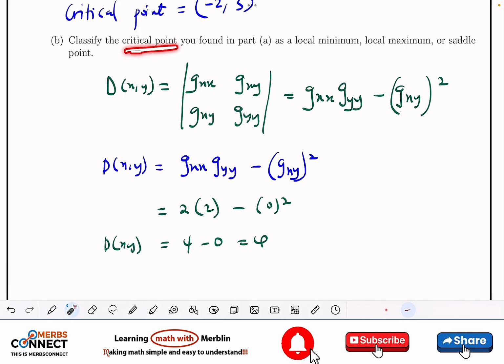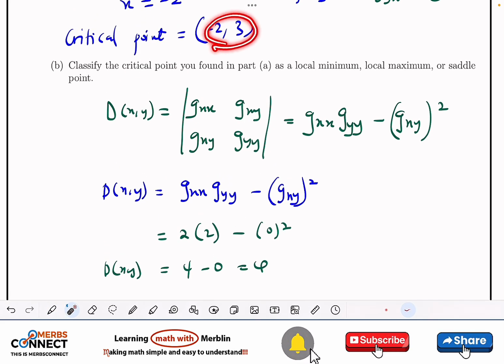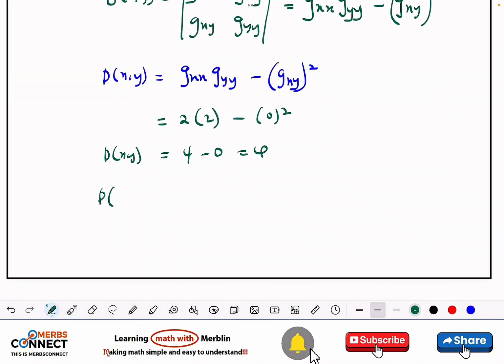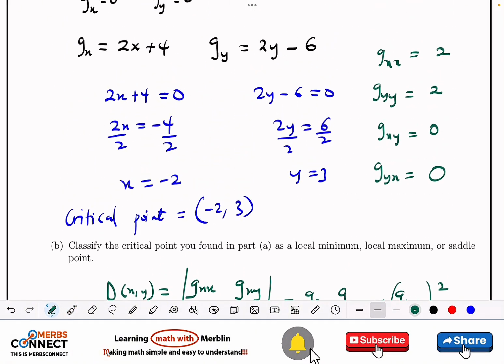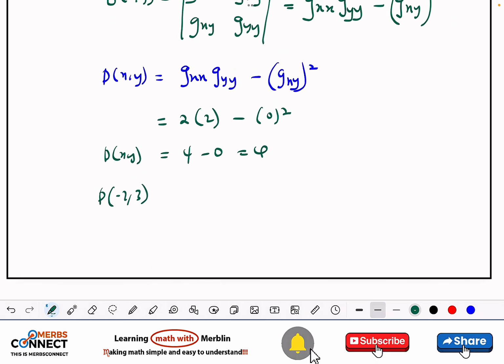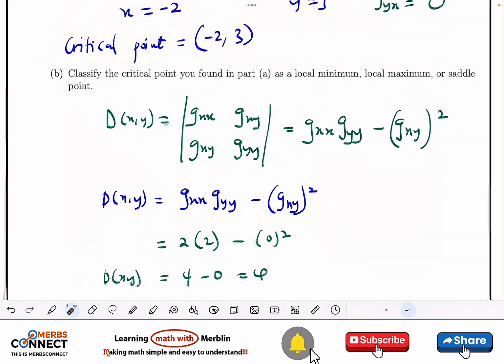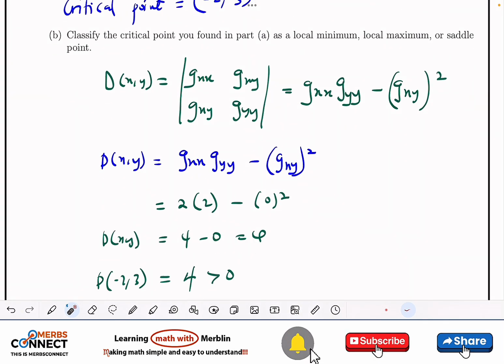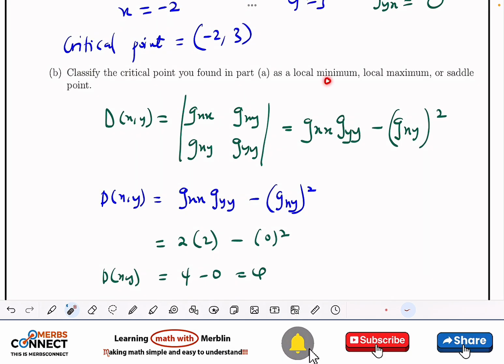Now we are checking it at the critical point, so we need to plug in the critical point. The critical point is (-2, 3), right? Since this is equal to 4 and does not depend on x, when we plug in the critical point, we are still going to get 4. And guess what is happening here? Now we can see that this is positive. Since D is positive, the saddle point is out. So it's either a minimum or a maximum.